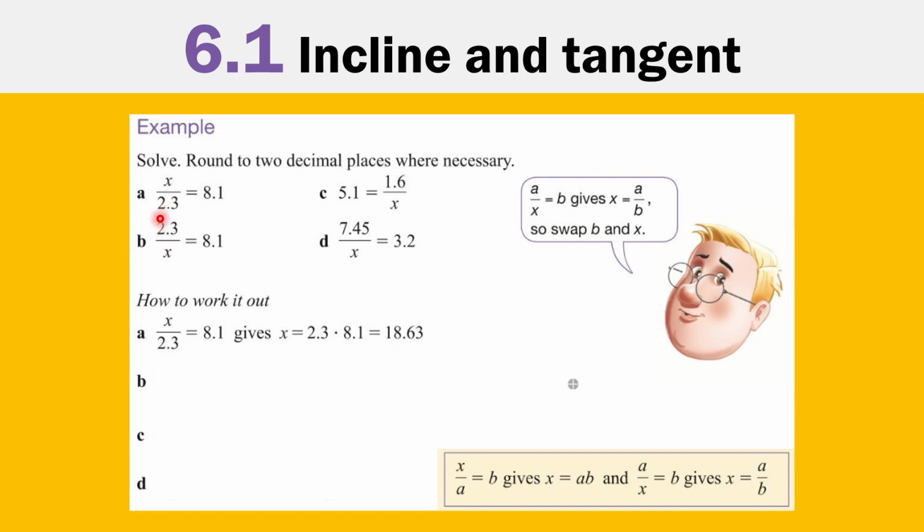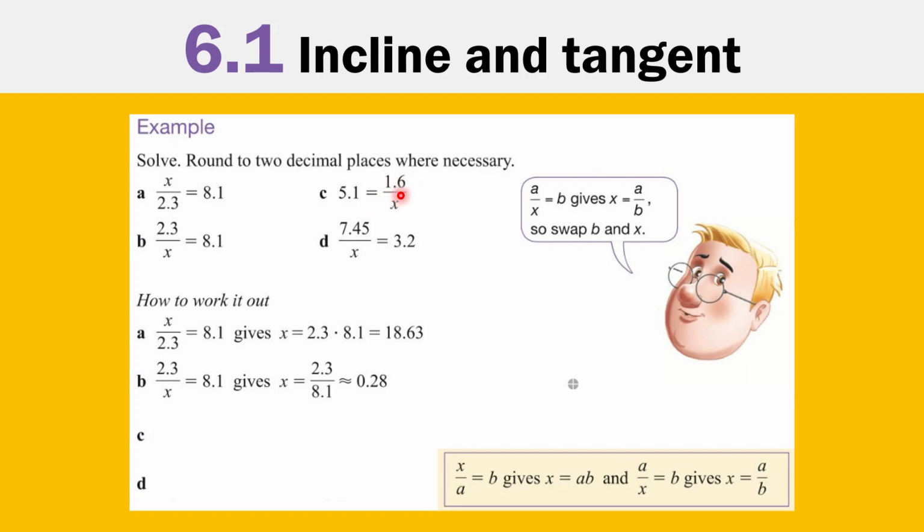Well, what if I swap those two things around? I get 2.3 divided by x. Now it's of this form, right? So here x is not equal to those two numbers multiplied. No, x is here equal to 2.3 divided by 8.1. A divided by b. Take out your calculator and calculate it. If you have it like this, no problem at all.